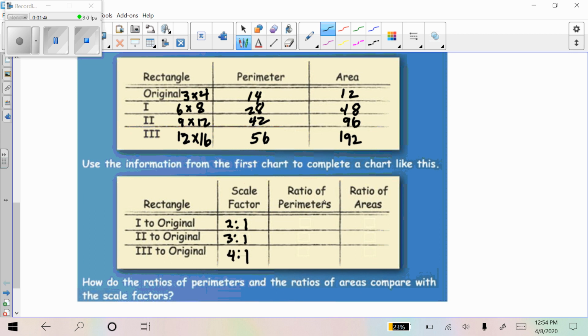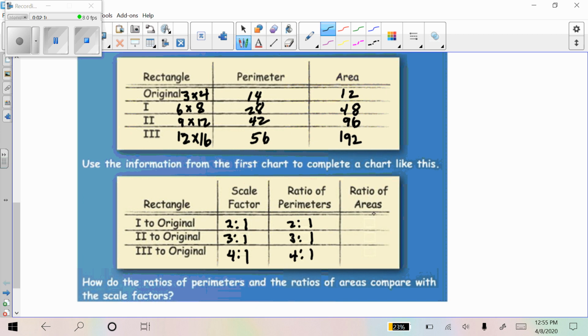The ratios of the perimeters would be 28 to 14, which is 2 to 1 from 1 to the original. From 2 to the original would be 42 to 14, which is 3 to 1. And 56 to 14 would be 4 to 1. So we see that the ratios of the perimeters are the same.